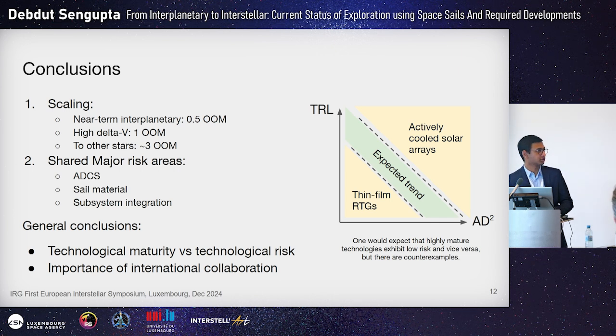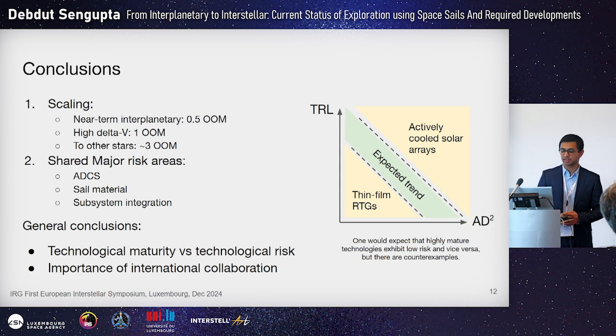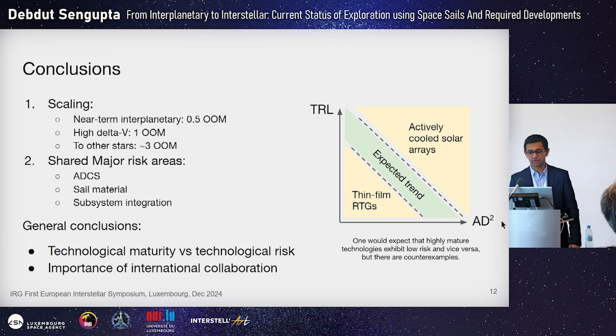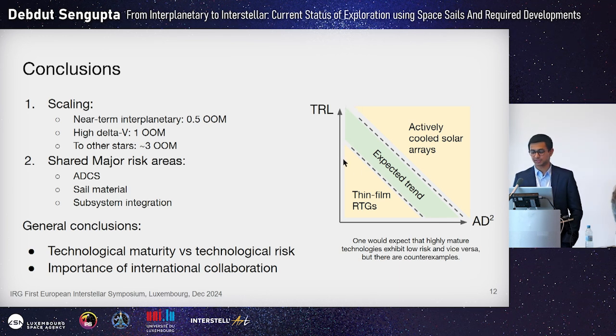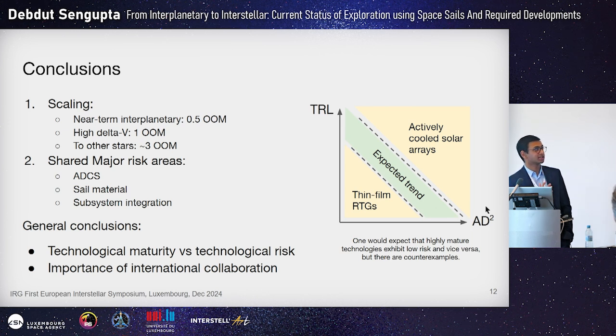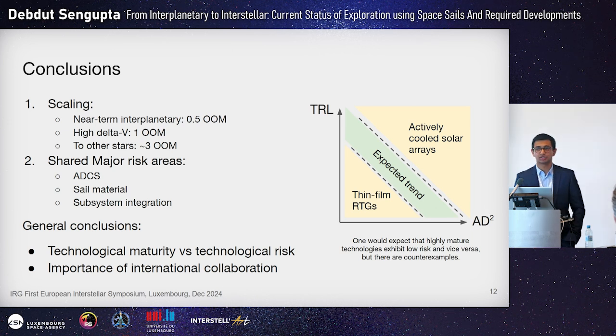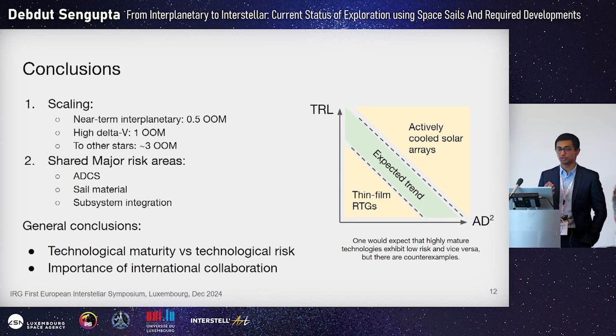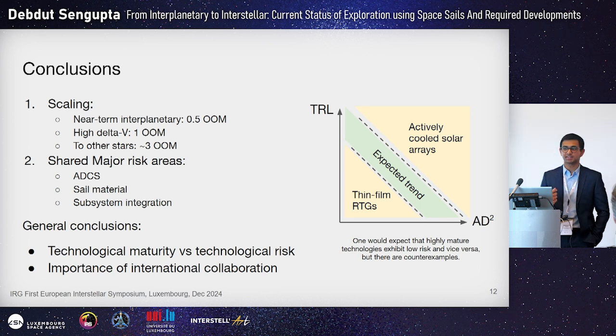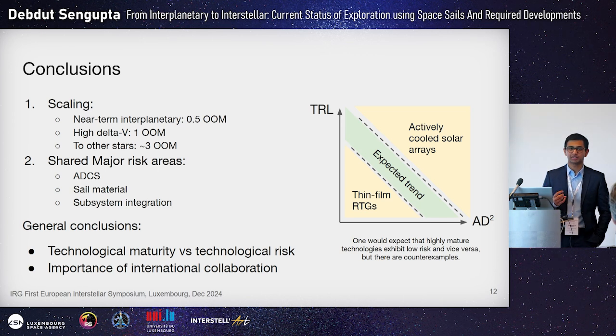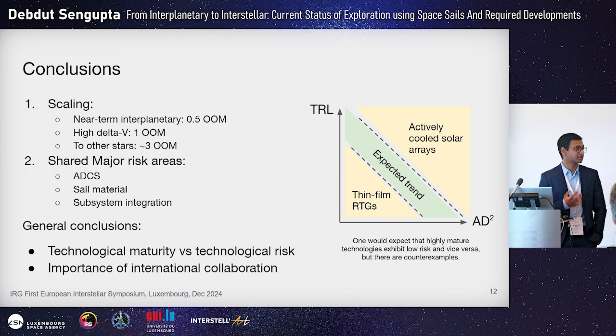A couple of general conclusions as well. So technological maturity and technological risk aren't necessarily the same, and this is illustrated by the diagram on the right-hand side, where we can plot different technologies on TRL versus AD² scale. So we would expect that technologies with high TRL show a low risk and low TRL show a high risk. But this isn't always the case. And this is especially because of the experience base of the stakeholders.